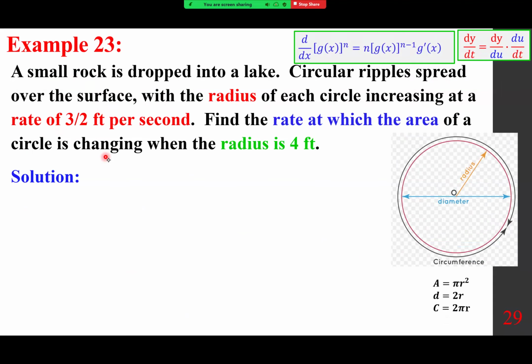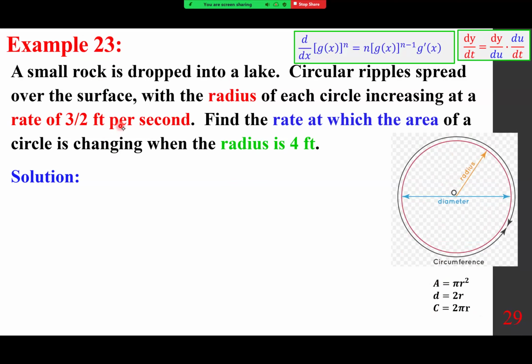First, reminding everybody, here's the shape. The radius is this, diameter is 2 times that. You go around, it becomes a circumference, 2 pi r. If you want an area, the formula is pi r squared. In this case, we just need the area. So area is pi r squared.